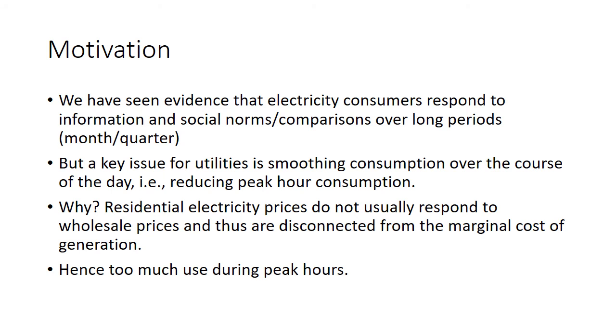So we've seen evidence that electricity consumers respond to information and social norm comparisons over long periods, the billing cycle. But we know a key issue for utilities is smoothing consumption over the course of the day. In other words, reducing peak hour consumption. We've talked a lot about this. Residential electricity prices don't usually respond to wholesale prices and thus are disconnected from the marginal cost of generation. So therefore, we're consuming too much during the peak hours.